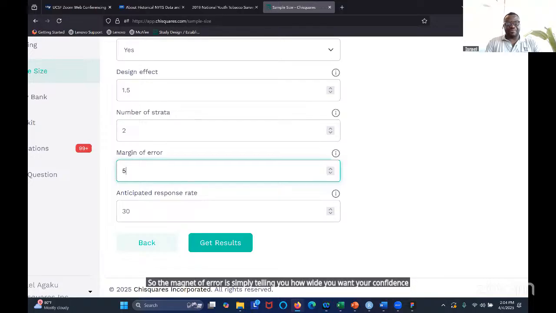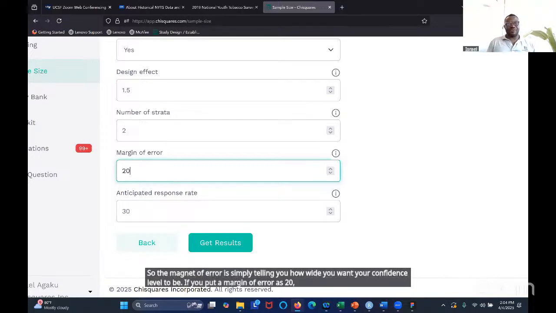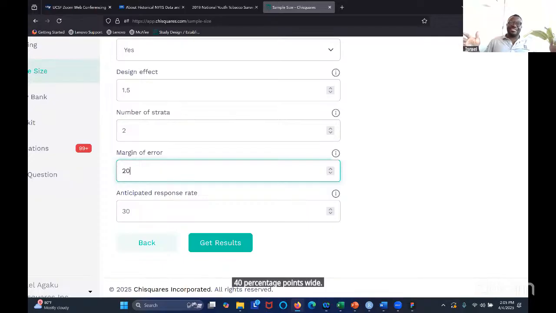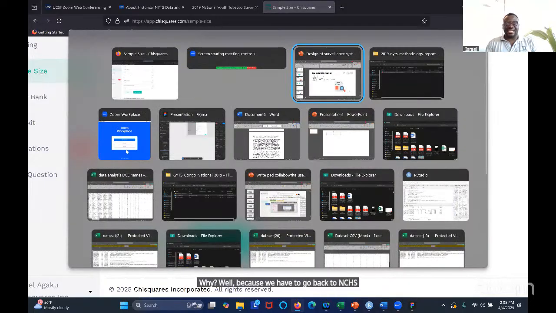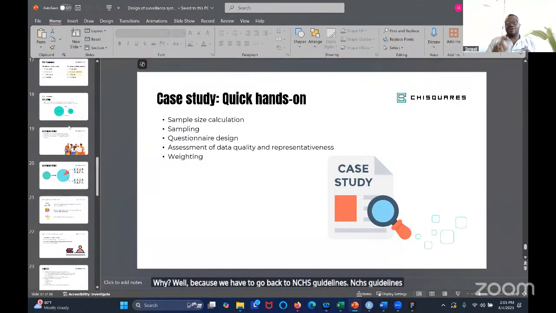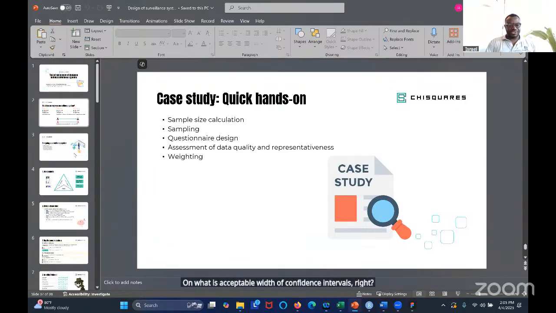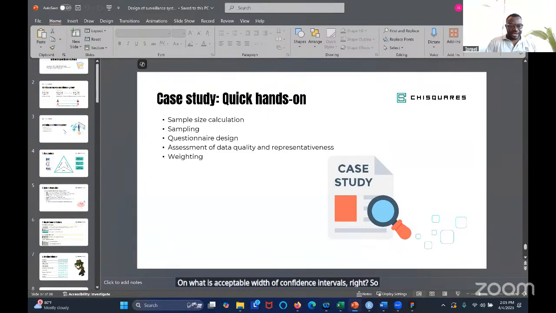If we put our margin of error as 20, that means that we are saying that we want to accept that our confidence interval will be 40 percentage points wide. Now, that is not good. Why? Well, because we have to go back to NCHS guidelines. NCHS guidelines are very clear on what is acceptable width of confidence intervals, right? So please, again, read it.